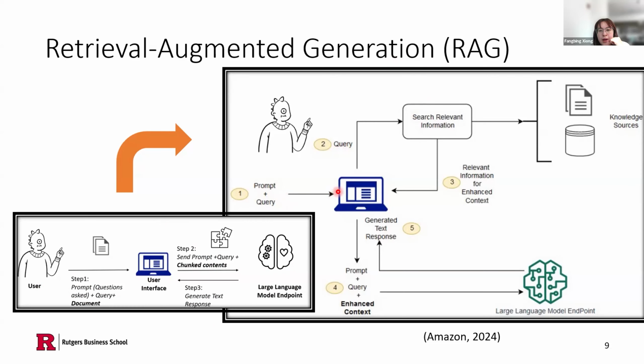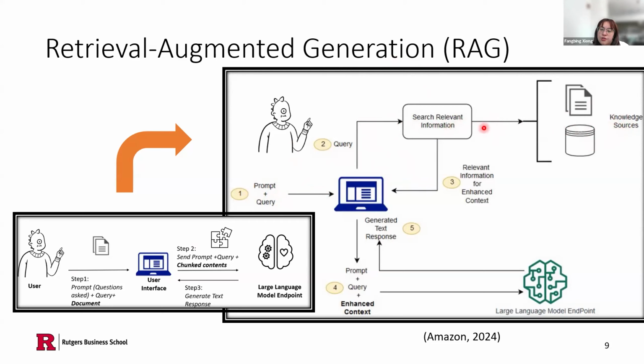And with RAG, we only need the users to put their questions as prompt and query. Then the user interface will query the RAG by using the external knowledge source. That's where we upload the documents.